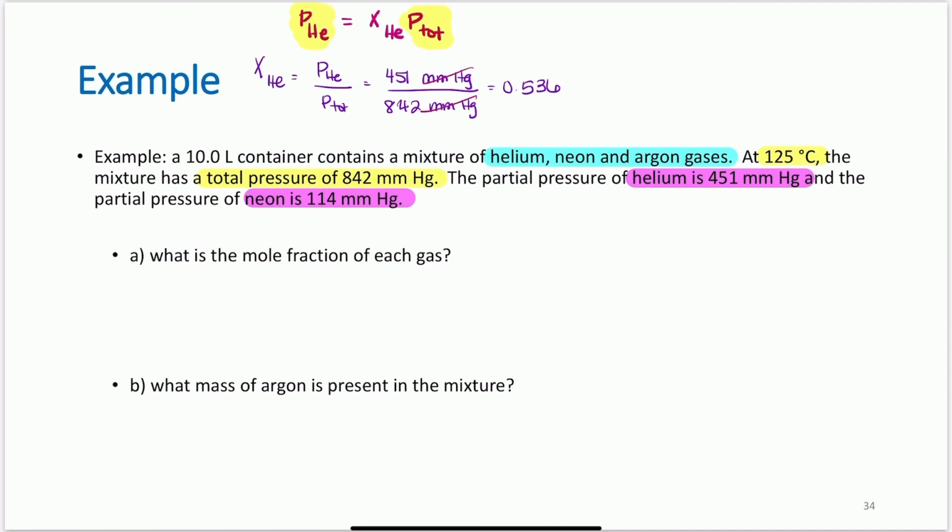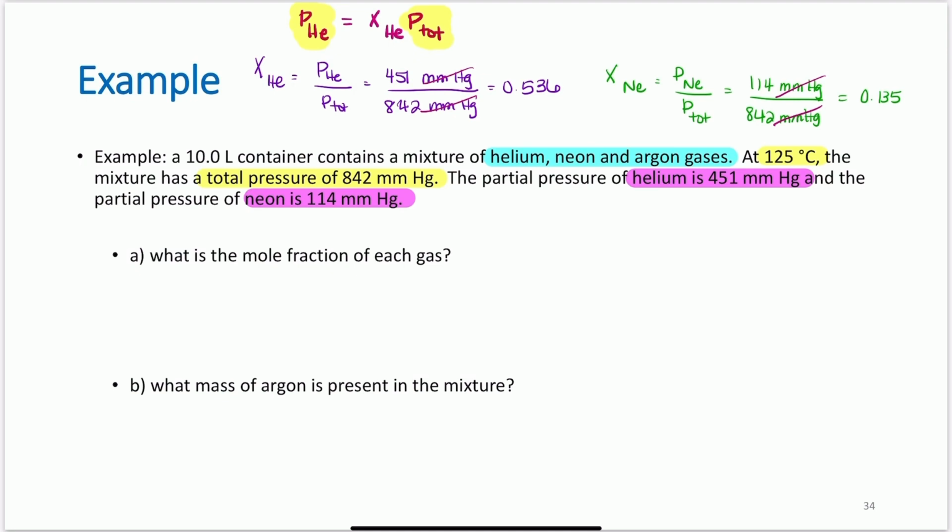I'm going to do the same thing to solve for the mole fraction of neon. Pressure of neon divided by the pressure total will be equal to 114 millimeters of mercury divided by 842 millimeters of mercury, which gives me 0.135 for my mole fraction of neon.